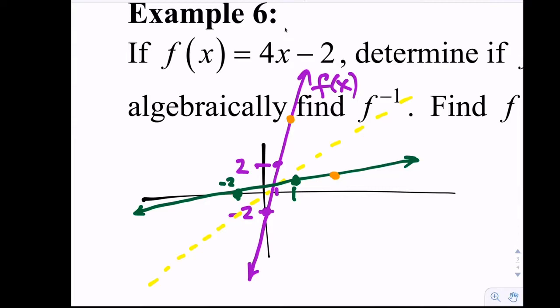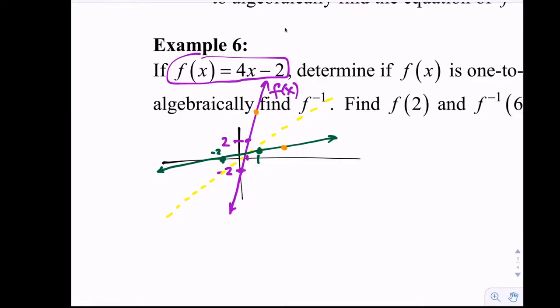So if the slope of our function f is what? What's the slope of our function f? 4. What should the slope of the green one be? Should be 1/4, and that's pretty reasonable. Okay, so let's go ahead and find the equation.